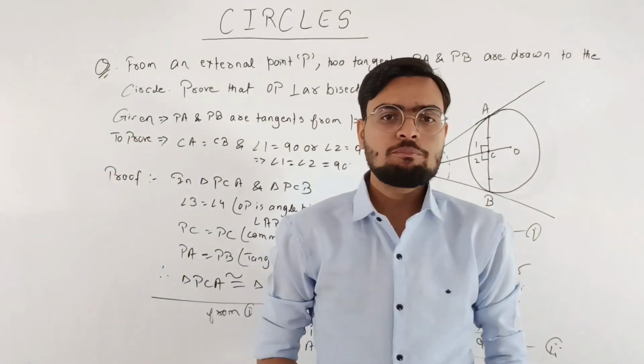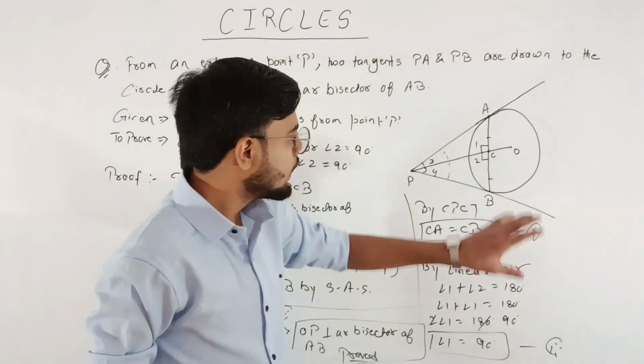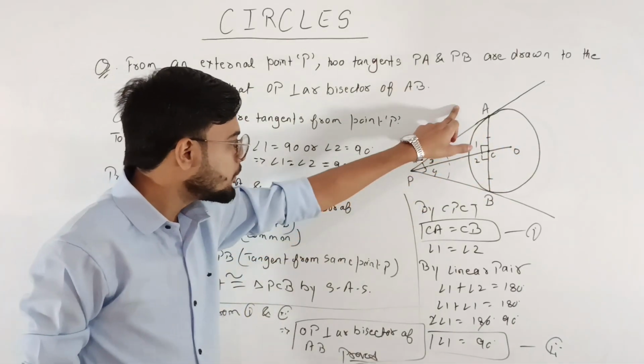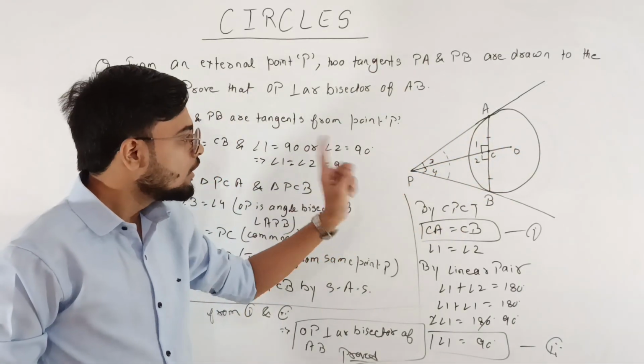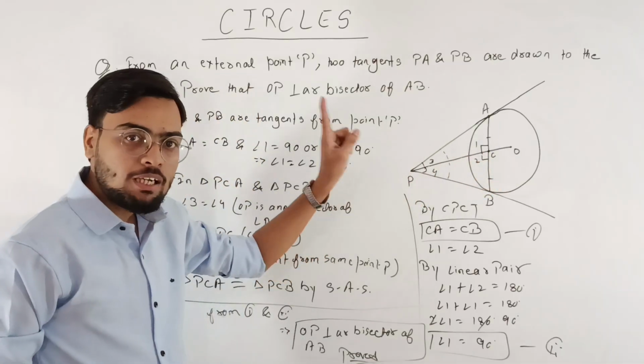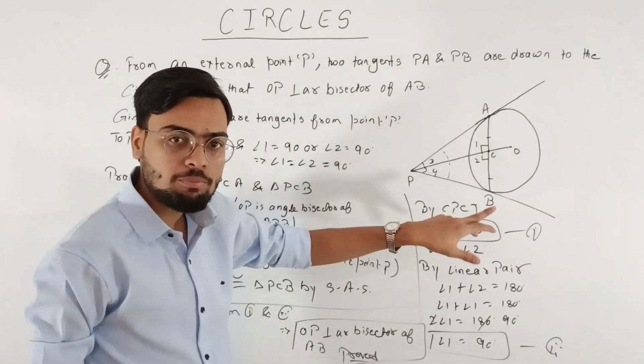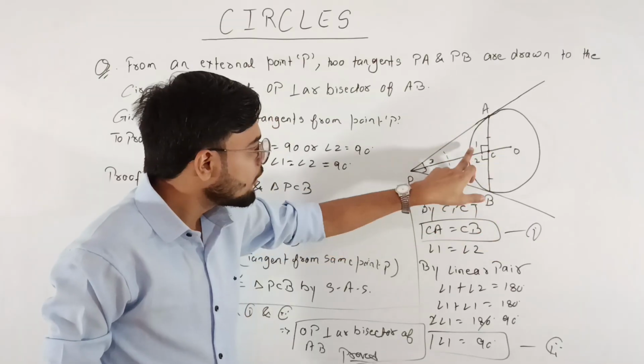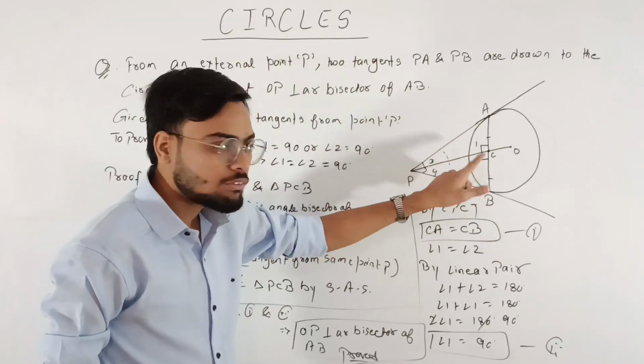Let's see one more time. The question says there is a circle and two tangents are drawn from the same external point P, that is PA and PB. Then we have to prove that OP is the perpendicular bisector of AB. Perpendicular bisector means we have to prove CA is equal to CB and angle 1 is 90 degrees, or angle 2 is equal to 90 degrees.